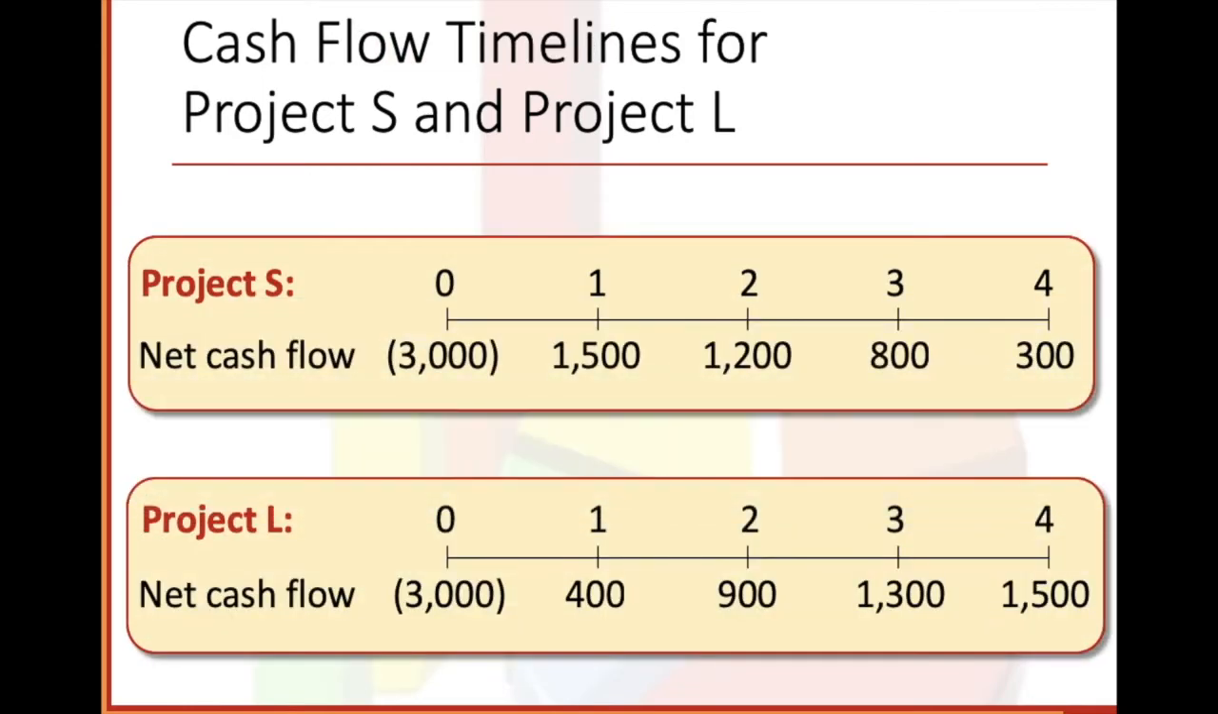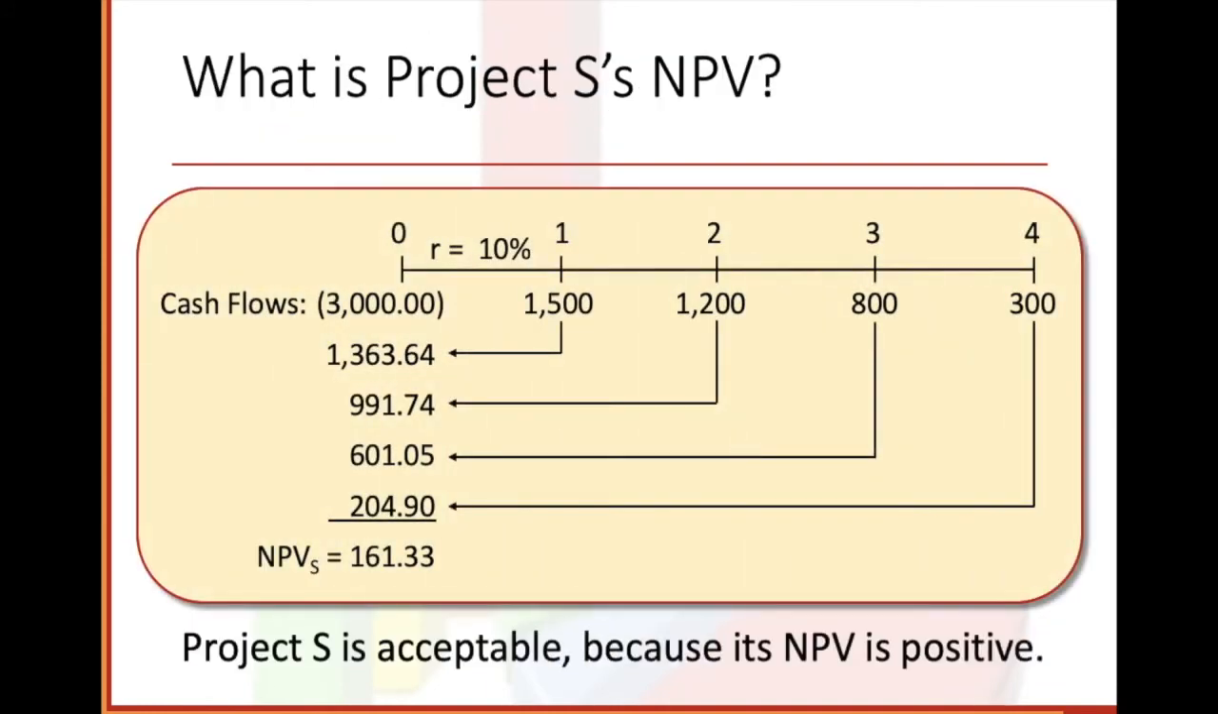Cash flows timeline for project S and L. So you can take a look at this. This is just laying it out from initial investment to year 4, for both S and L. Okay, what is project S's net present value? When we calculate this, we've actually done some of this in previous chapters. We're looking at these numbers with regards to projects, and if we should fund a project or if we should not. Project S is acceptable because its net present value is positive.